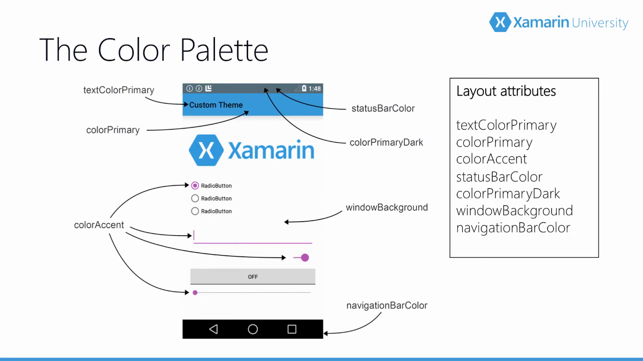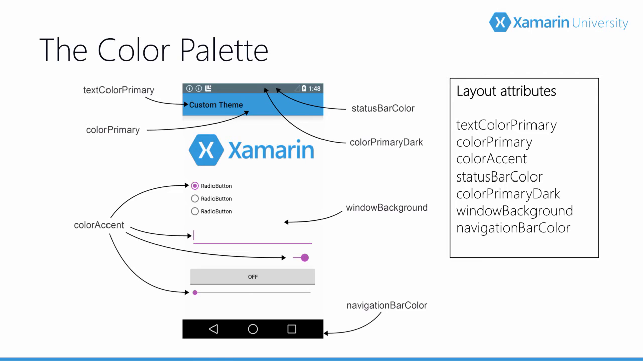You can enhance your brand by creating a custom theme that styles your application with your brand's colors. To create a custom theme, you define a new style that derives from a built-in material theme flavor, overriding the color attributes that you want to change. For example, you can define a custom theme that derives from theme material light dark action bar and then change the screen background color to beige instead of white.